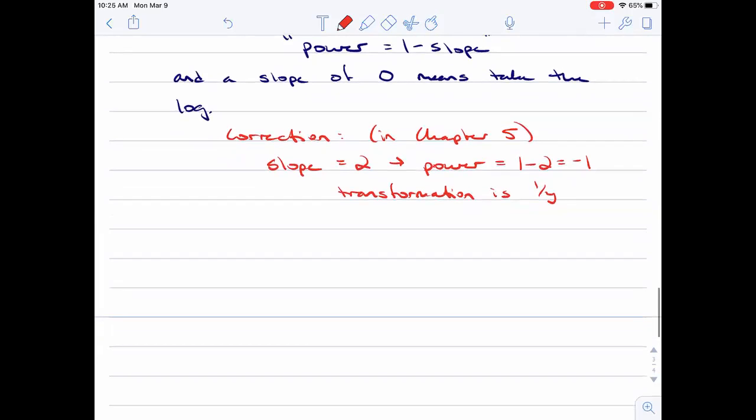Whereas I think I had said, if the slope is -1, then the transformation is 1 over y. I'm pretty sure I said if the slope is -1, then the transformation is 1 over y. But I meant if the power is -1, then the transformation is 1 over y. So just make sure that you go back and fix that. But like I said, in that general document, I had it all figured out. But okay.